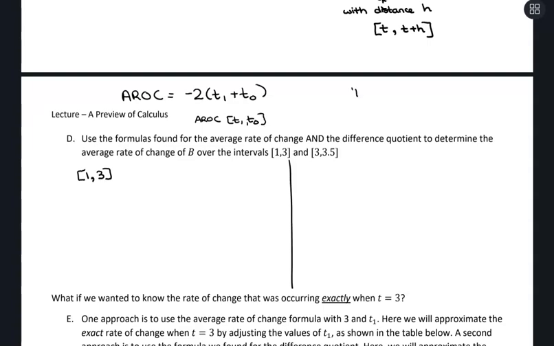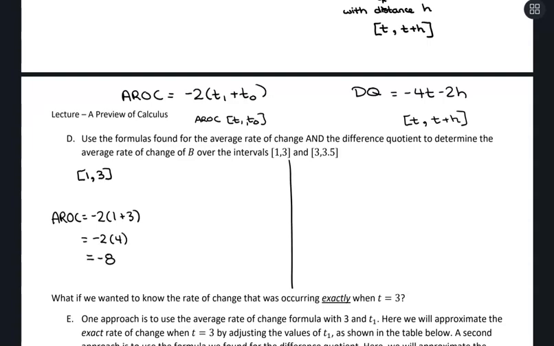And then for the difference quotient, we call that dq, that was a -4t minus 2h across some value t, and then we just need to think of our second time as t plus h. So for the 2 times 1 and 3, we can use that first function. So for average rate of change, I would just go -2, 1 plus 3. And in that case, it would be -2 times 4, so that's a -8.